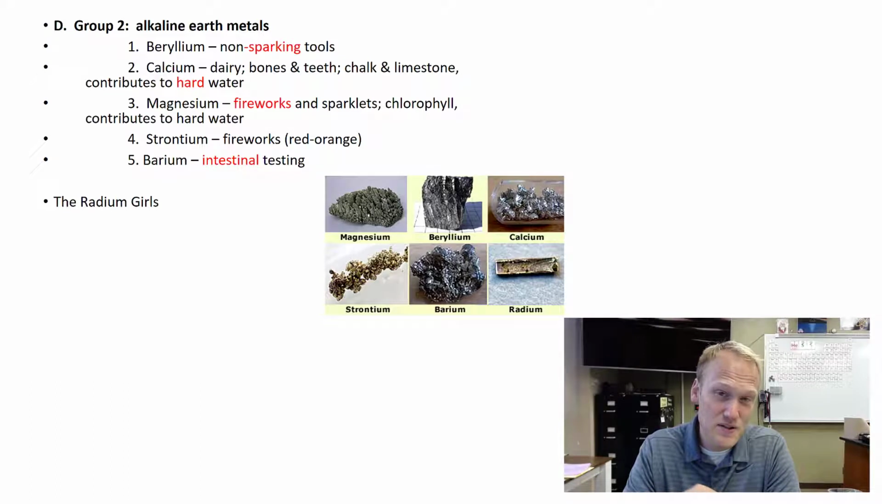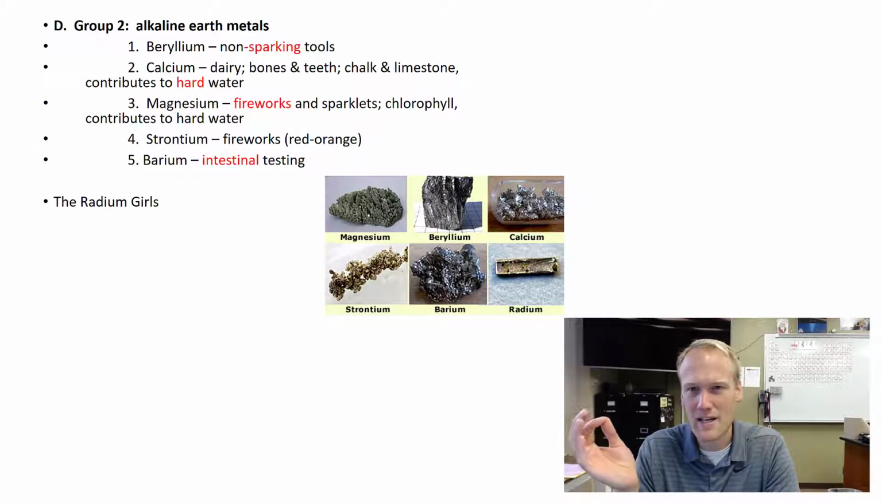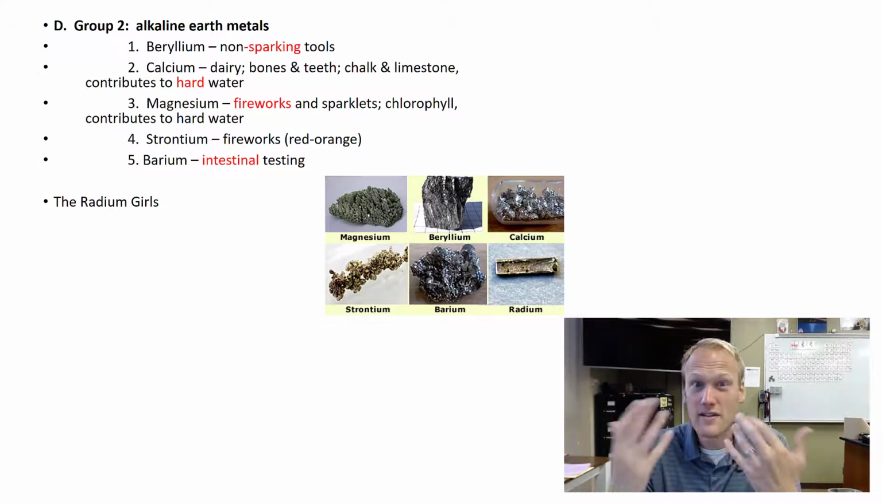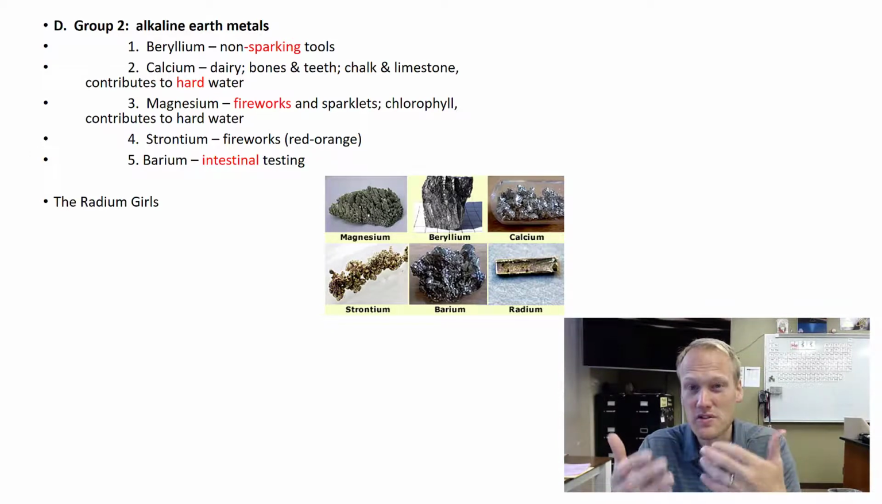Well, it's a really tiny surface to paint on, and so what they would have to do to make a sharp paintbrush is they would lick the paintbrush. Well, when you're painting with radium, that's not a good idea. And all these cases of cancer were produced because we didn't know enough about radium at the time.